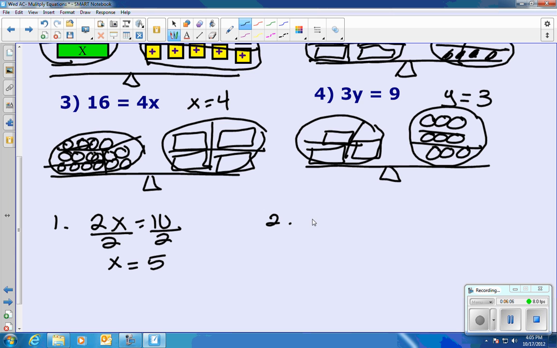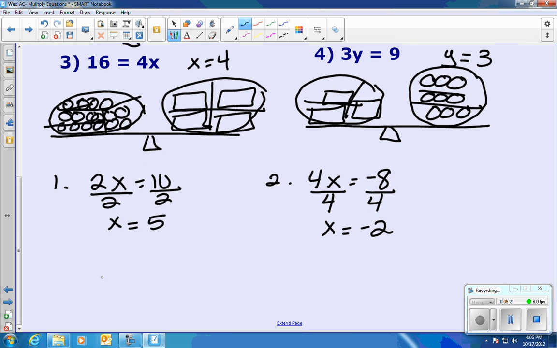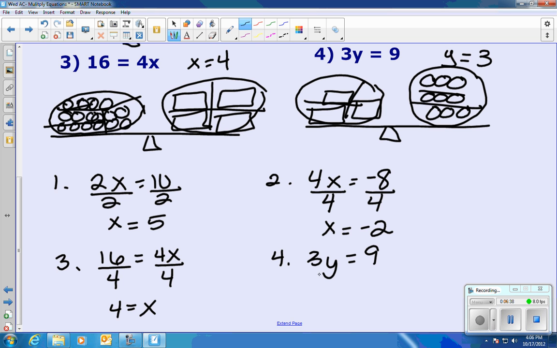The second one was 4x equals -8. So I had to divide it into 4 groups on each side, which gave me x equals -2. Number 3 was 16 equals 4x, which I divided into 4 groups on each side, so 4 equaled x. And the last practice problem we had was 3y equals 9. So I had to divide each side into 3 groups, which gave me y equals 3. And this is how you would show me your steps.